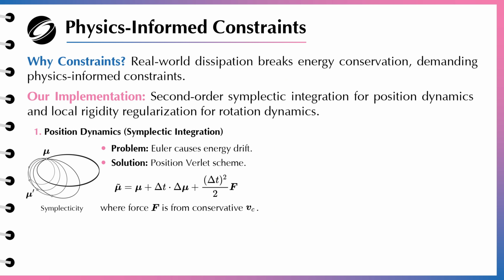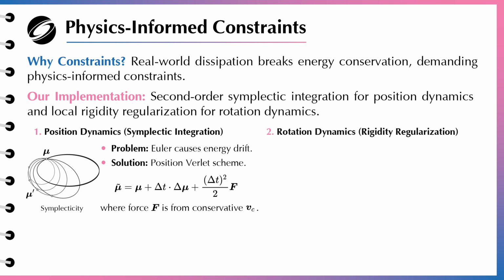To ensure the long-term stability of our physics-based simulation, we use a symplectic integrator to update the position of each Gaussian. We have adopted the position-Verlet integration scheme, which requires both the current velocity and acceleration of a primitive. Accordingly, our HNN decoder is structured to provide both of these physical quantities.